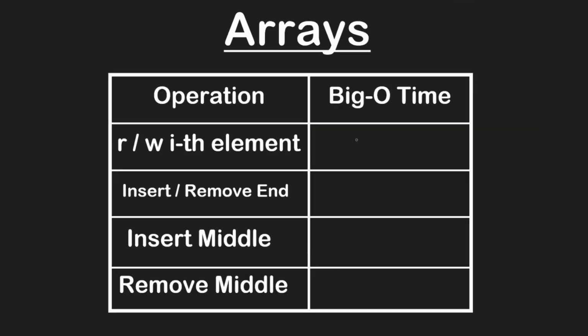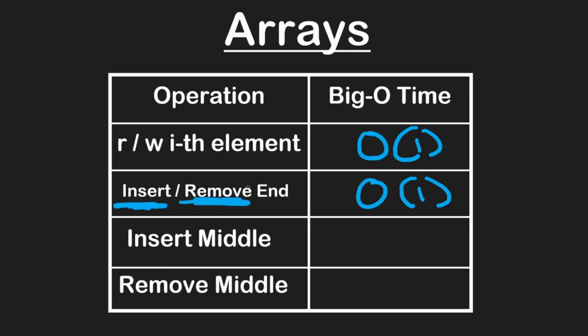So to summarize the operations for a static array, reading or overriding the ith element of an array. Ith basically means any arbitrary element. You could pick any index and read or write from it. You can do that in big O of 1 time. You can do that in constant time. To insert a value at the end of the array or to remove the value at the end of the array is also a big O of 1 time operation. That's assuming that we have an empty space left at the end, or we at least have one element at the end for us to remove.